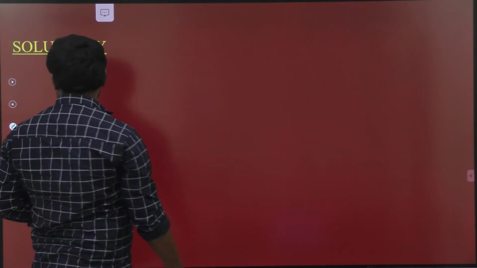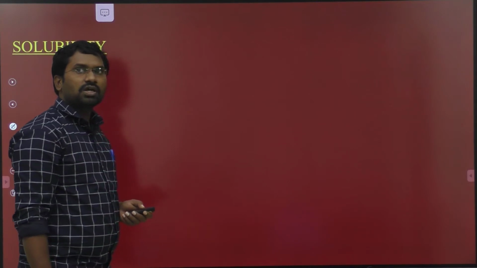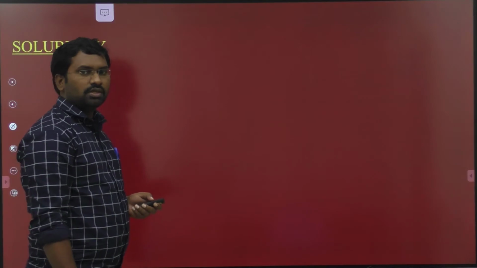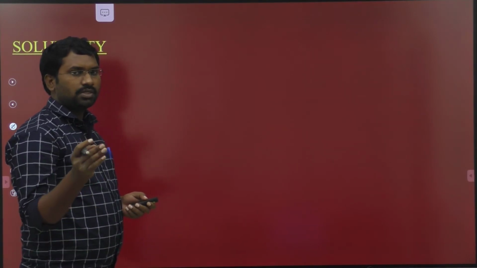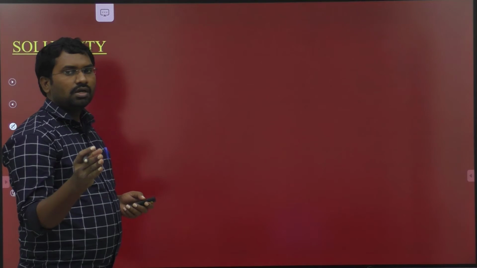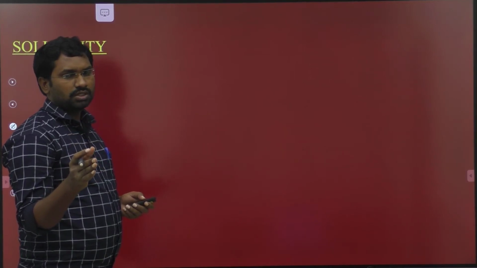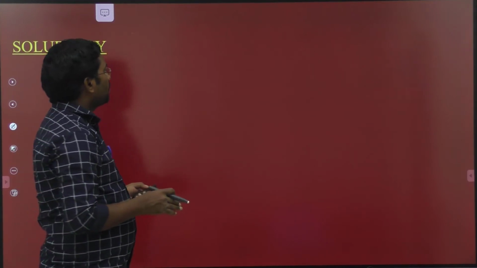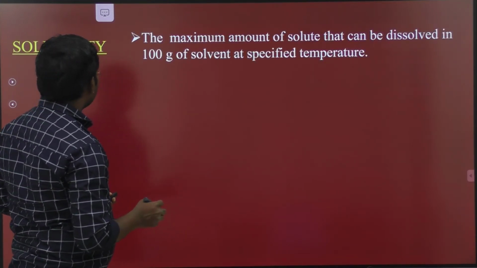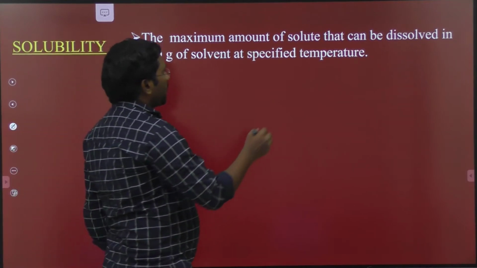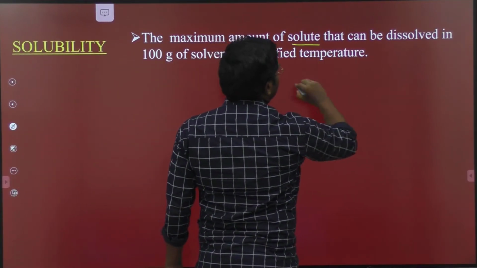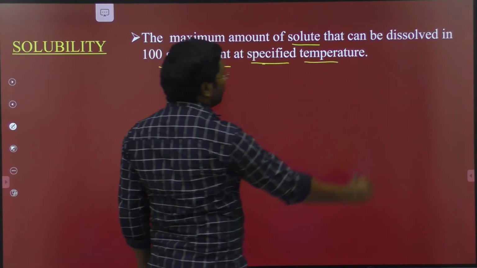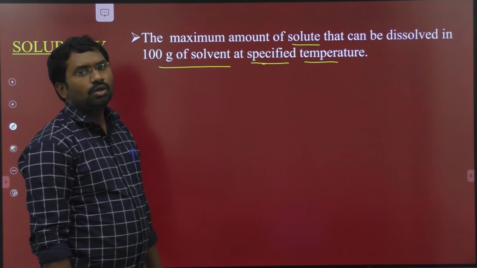So come to the next concept, a new topic after the completion of the concentration terms. This new topic for you is solubility. In the solution chapter, the first concept, part 1, is the definition, classification and concentration terms of solution. Part 2 is the concept of solubility. So what is meant by solubility? Look at the definition: the maximum amount of solute that can be dissolved in 100 grams of solvent at a specified temperature is known as the solubility. We know that very well.